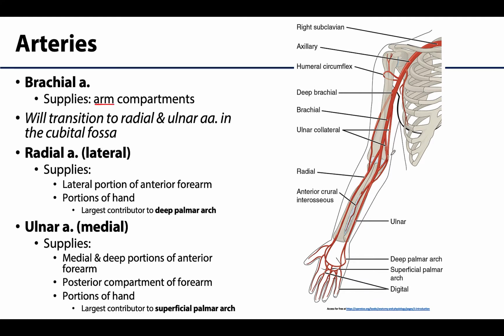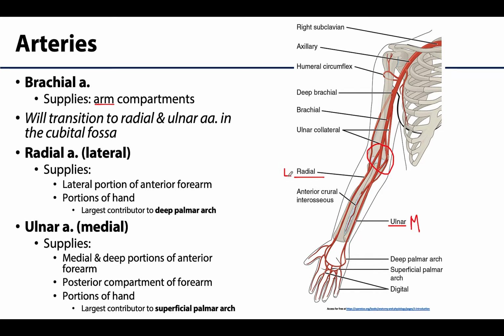And at the cubital fossa, which is this general region right here that I'm circling, it's this anterior depression in the elbow region, the brachial artery is going to split or bifurcate into the lateral radial artery and the medial ulnar artery, so named after the bones that they are most closely related to.